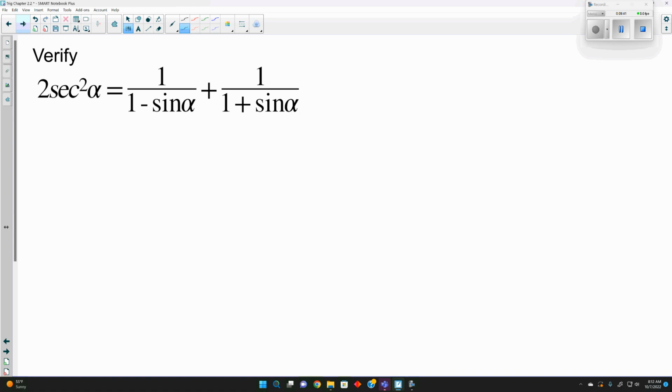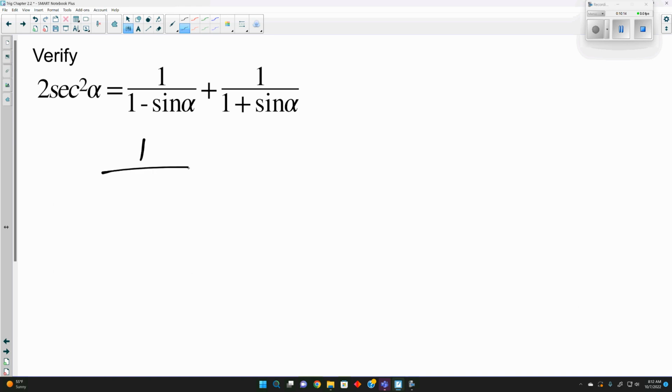Because trying to get 2 secant squared of alpha to look like our two fractions is going to be a little bit challenging. And again, with any of these, the first method I would look at is whichever side you feel like you can actually work with to try to get it to be the other side. Trying to find a spot to start with 2 secant squared of alpha is kind of hard to see where we're going. But the other side, I have 2 fractions that are being added together, yes? So we can do that.